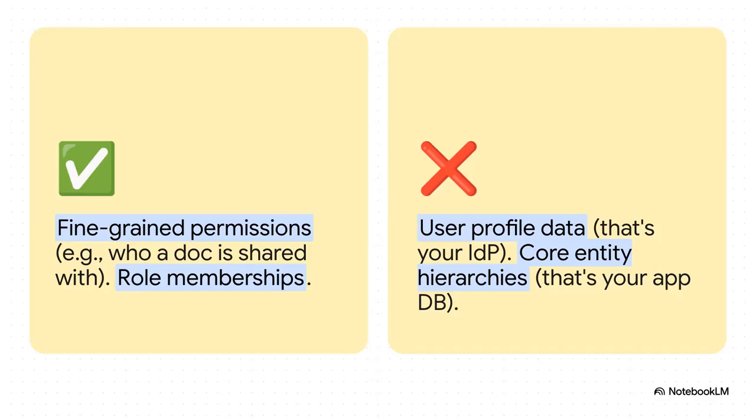Here's another key architectural point. What data should actually live inside OpenFGA? It is the perfect source of truth for your fine-grained permissions. Things like who a document is shared with or who's a member of what role. But it should not be your source of truth for user profile data or your main application data. That stuff belongs in your identity provider and your primary application database.